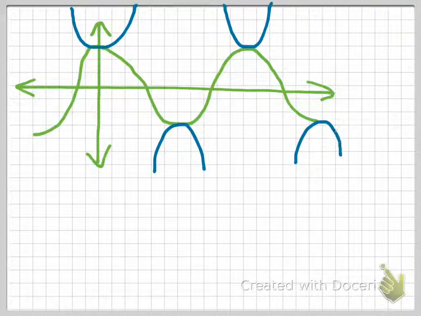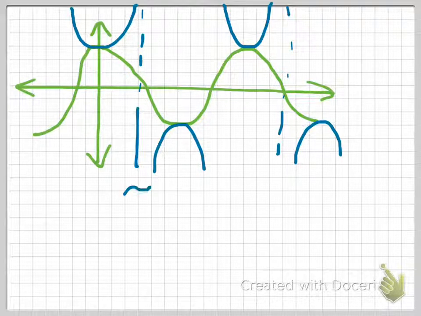So my job here is to figure out where these vertical asymptotes are that happen in between. Well, that should be pretty easy if I remember where they happen. Where do they happen? Where cosine x is 0, okay? So where would the first one be? At pi over 2, right? Straight up. Where's the next one? 3 pi over 2.